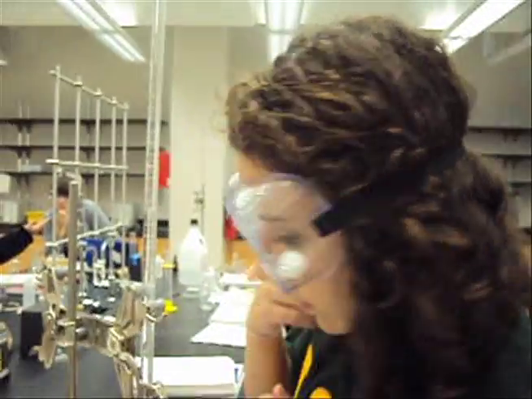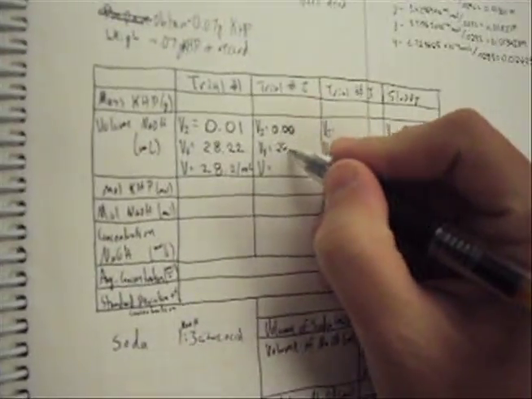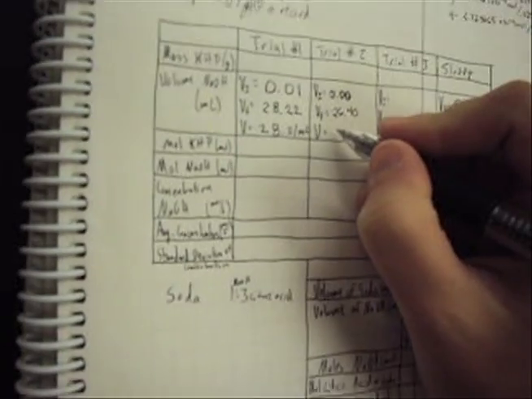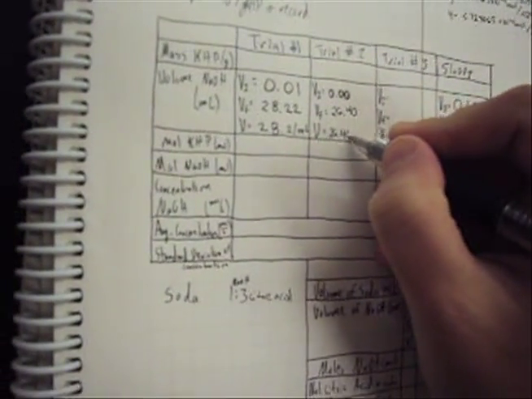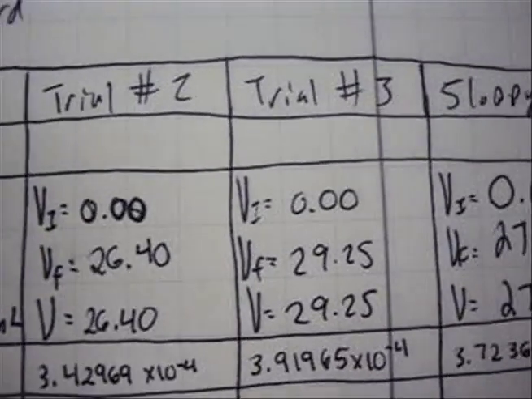Record the final volume by looking at the bottom of the meniscus and write this in your lab manual. Subtract the final from the initial volume to find your volume transferred.